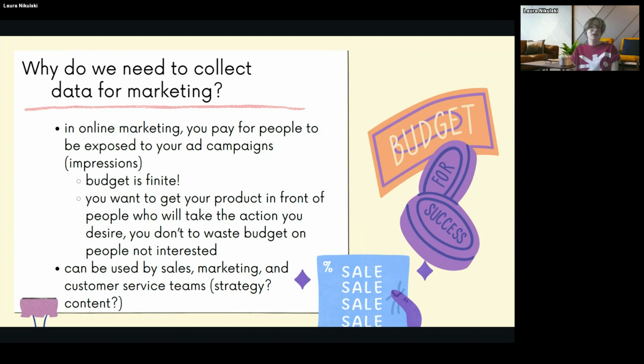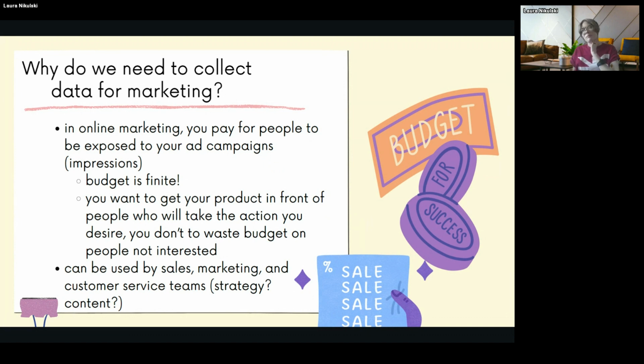And what you want to do is you want to have a product that is actually being shown to people who will be interested in the product that you have. You don't want to show the product to people who are not interested and who will never be interested in it. That's a really big waste of money.